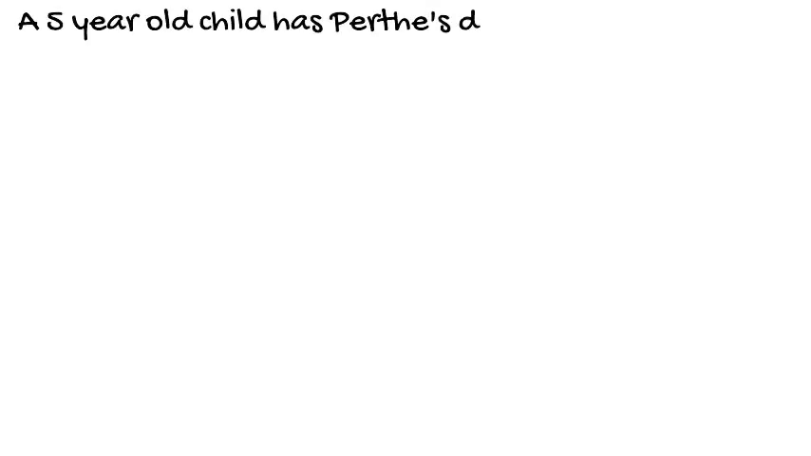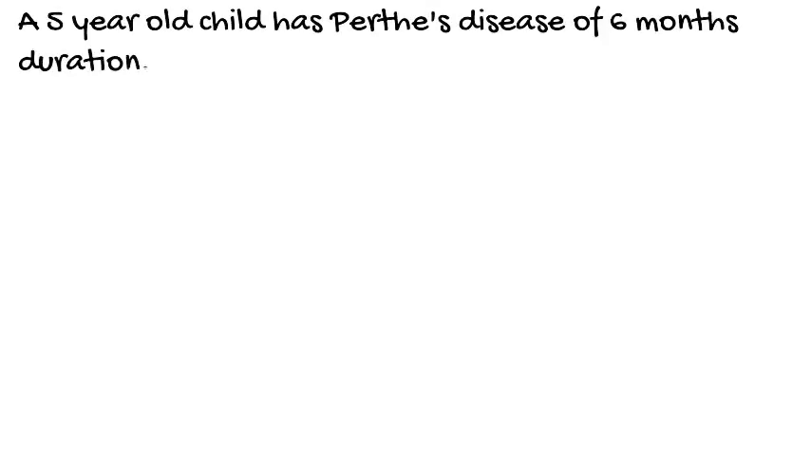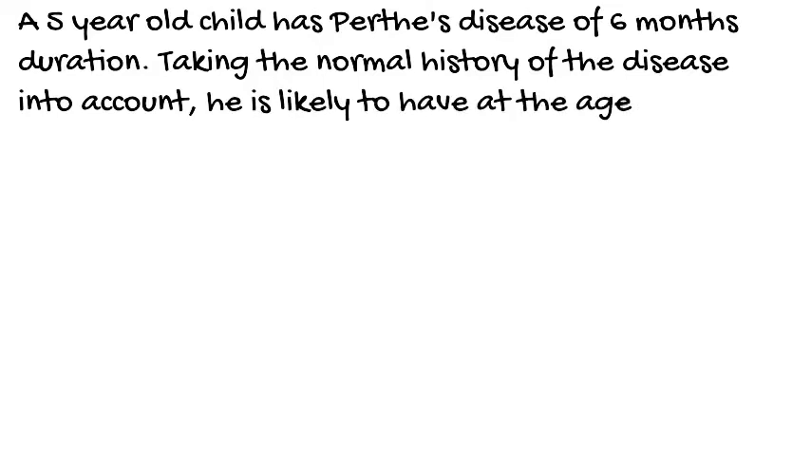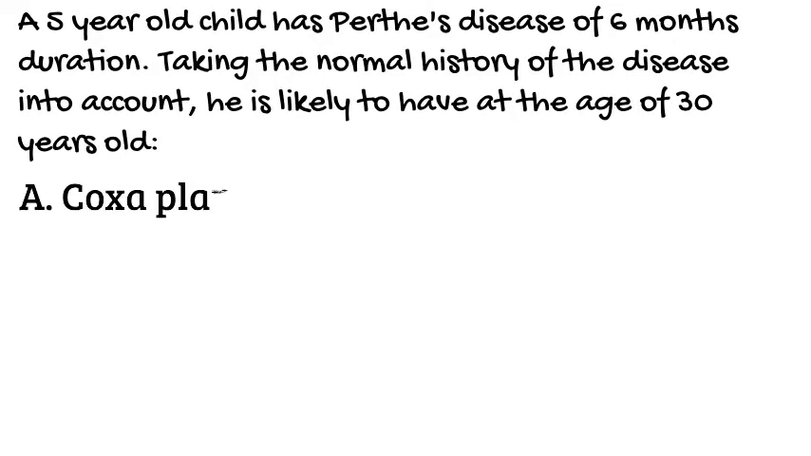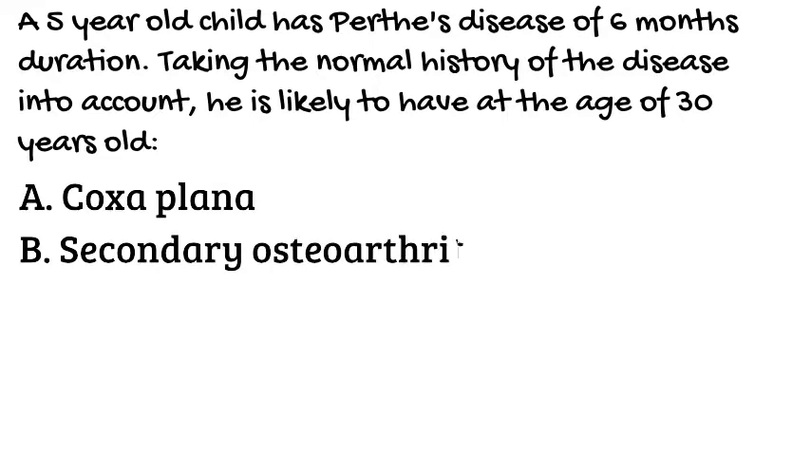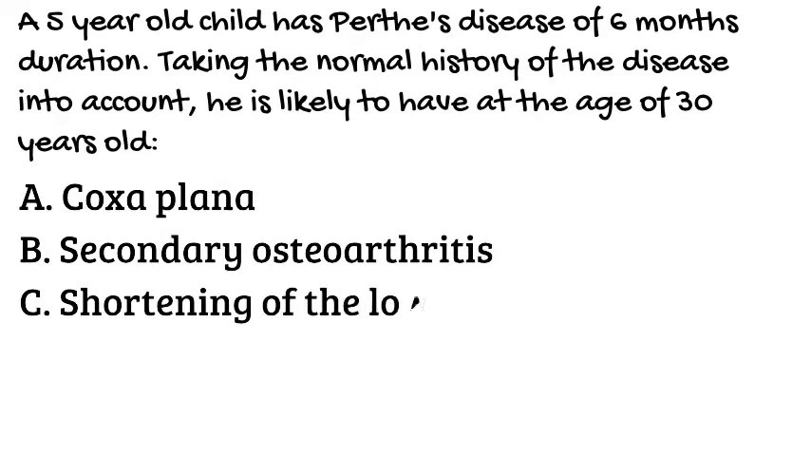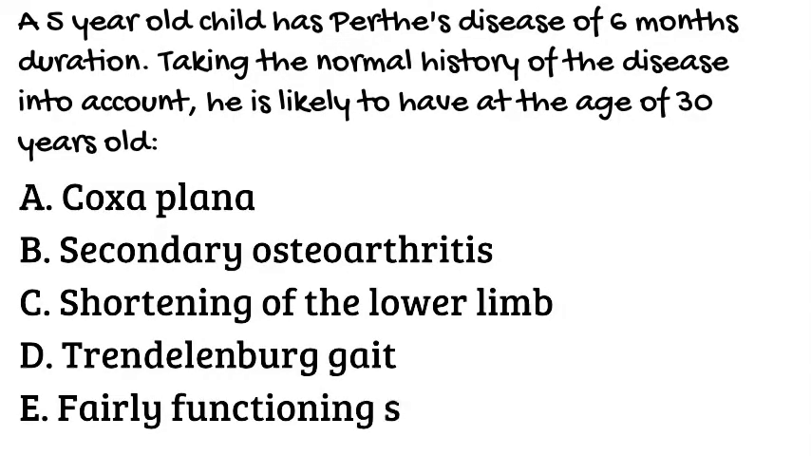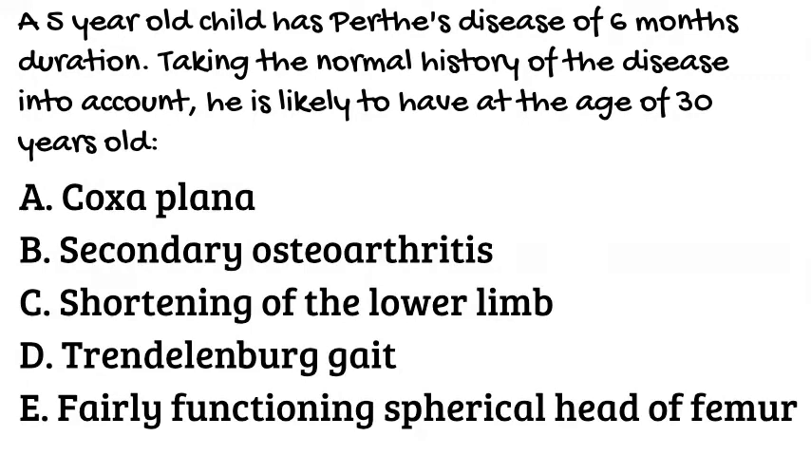A 5-year-old child has Perthes disease of 6-month duration. Taking the natural history of the disease into account, he is likely to have, at the age of 30 years: A. Coxa plana, B. Secondary osteoarthritis, C. Shortening of the lower limb, D. Trendelenburg gait, E. Fairly functioning spherical head of femur.